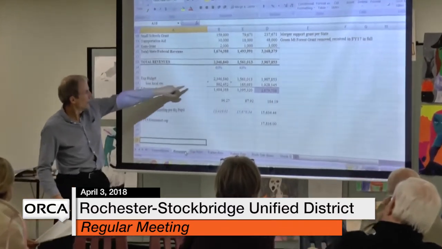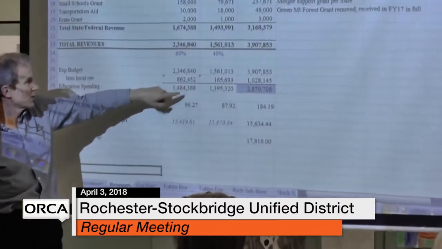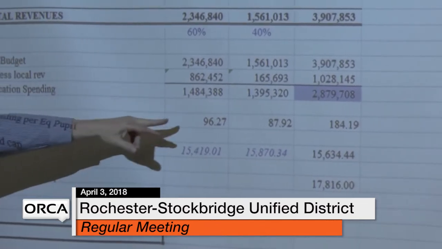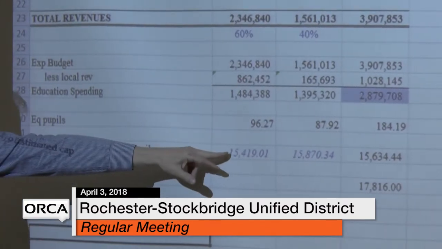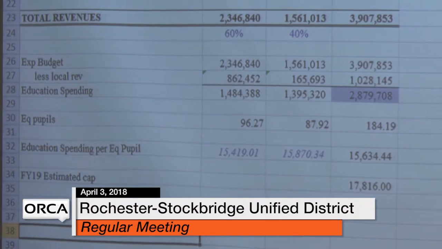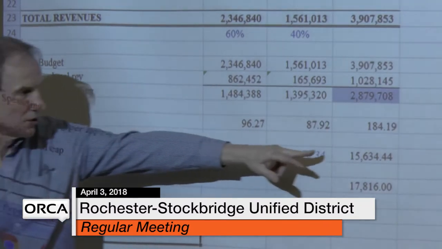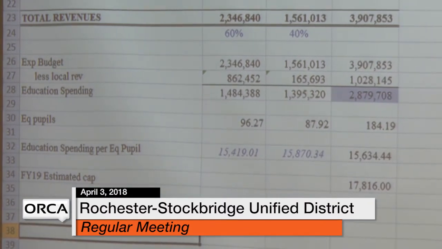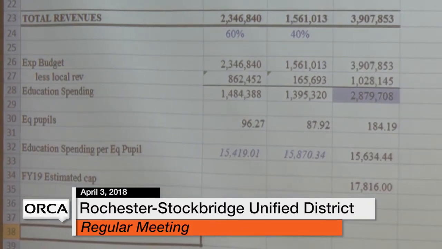So what we have here is how the education spending amount gets identified. We divide that by the number of equalized pupils, and we come up with the education spending per equalized pupil, which is the number that goes into the tax calculation. By now, probably most of you are familiar with what an equalized pupil is.